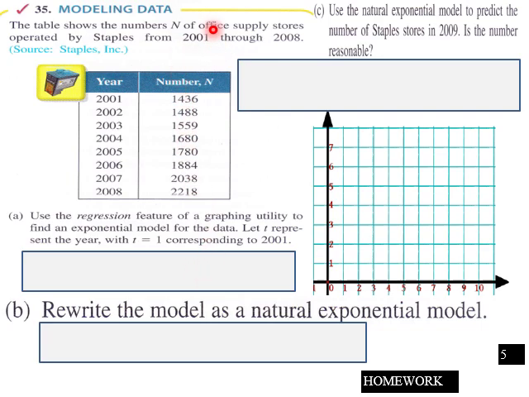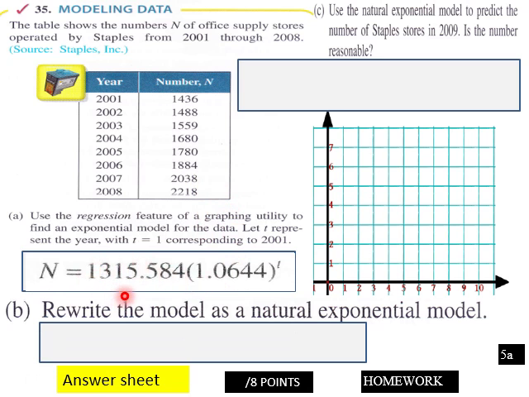Let's try one. So here's our modeling data problem here. We have A, use the regression feature for this data, and then B, rewrite the model as a natural exponential, and then C, use the natural exponential to predict the number of staples stored in 2009. So we're going to project from this data set, and this will be on your classwork sheet here.